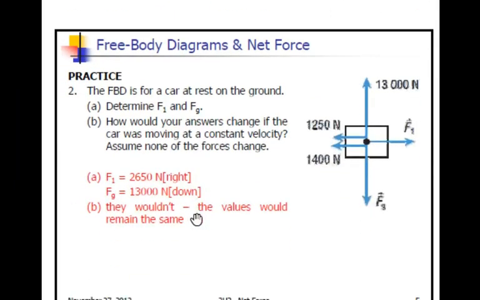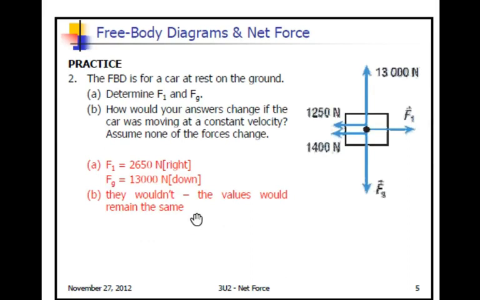Let's look at another problem here. It says the free body diagram for a car at rest on the ground is shown here. Determine F1 and FG. And it says the car is at rest, so that means FG is going to have to be equal to the normal force, the 13,000. F1 would be equal to the sum of the other two forces that are acting to the left. So that would be 1,250 plus 1,400, so it's going to be 2,650.